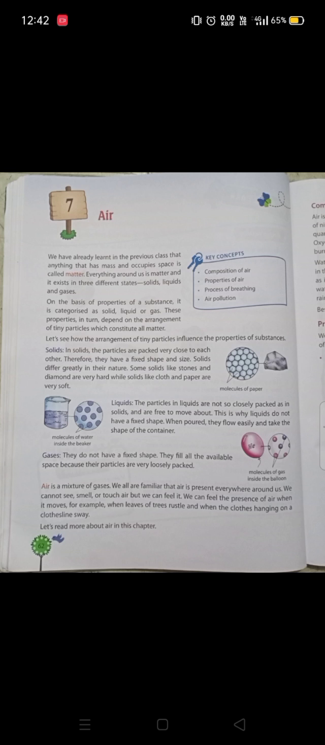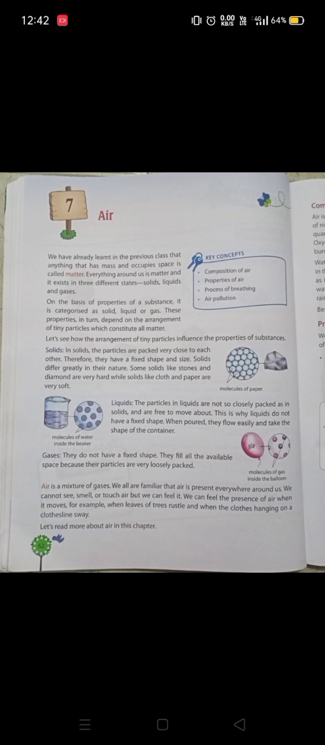We are going to start today lesson 7. This is air. In this lesson, we are going to study about the composition of air, properties of air, process of breathing and air pollution. We are going to deal with all these things in this lesson. Okay? So, let us start the lesson.